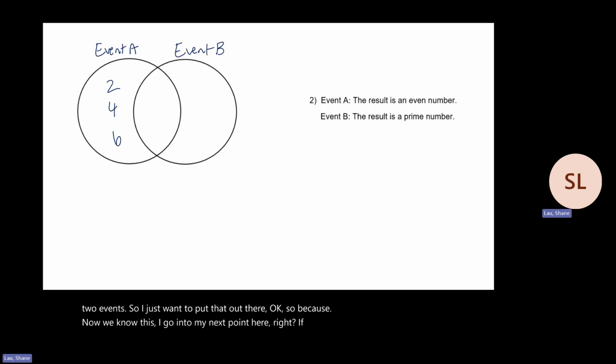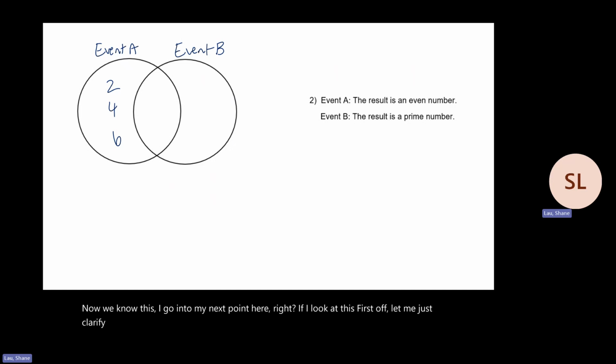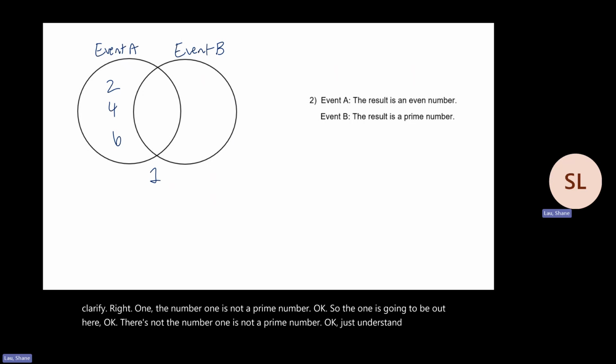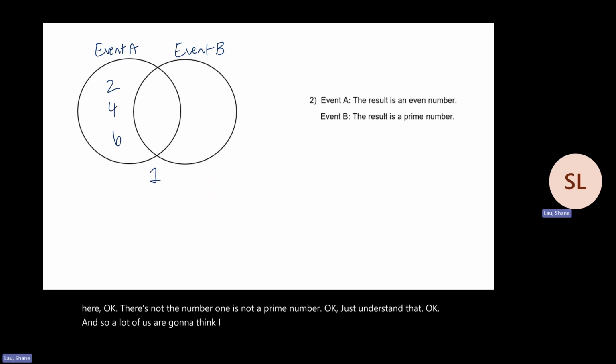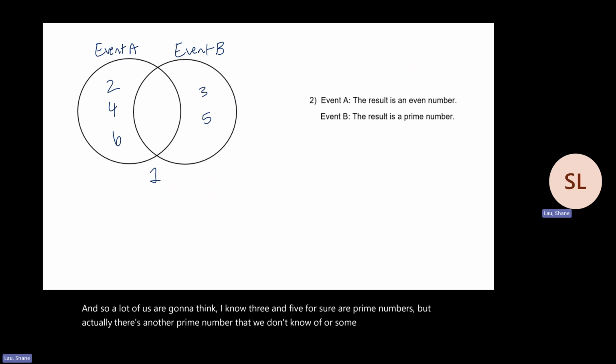If I look at this, first off, let me just clarify, the number 1 is not a prime number. So the 1 is going to be out here. Just understand that. And so a lot of us are going to think, well, I know 3 and 5 for sure are prime numbers. But actually, there's another prime number that some of us might not know of. And that's actually going to be the number 2.